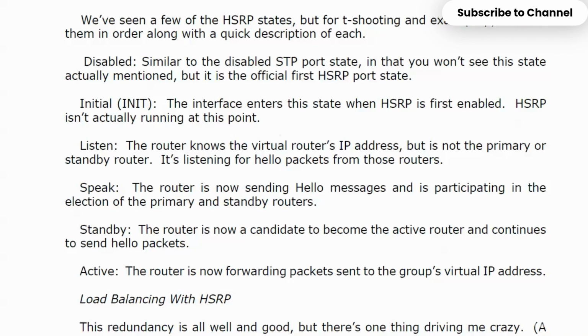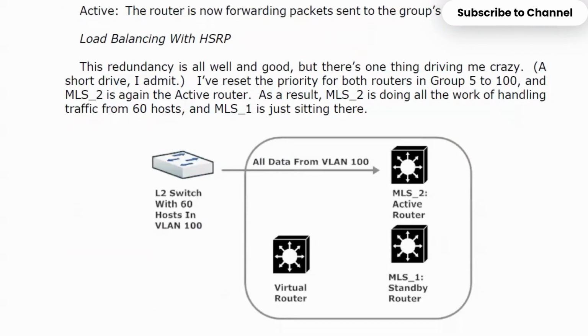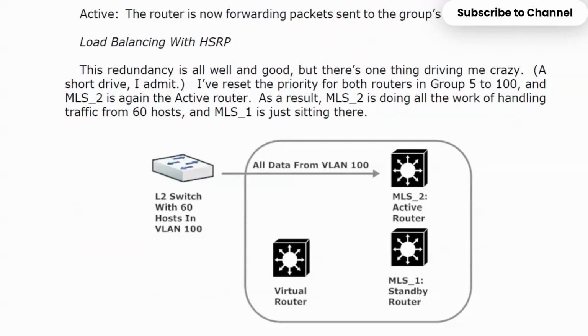virtual IP address. Speaking of forwarding packets sent to the group's virtual IP address, let's talk about load balancing here for a bit and see it in action as well. Now, I have reset things from the previous lab as far as the priorities go, so right now everything is back at the default, and switch 2 is the active router for our group. Switch 1, of course, is just standing there, standing by, and watching MLS2 do all the work. Now, assuming that we had 60 hosts in VLAN 100, that means that right now, switch 2 is handling the traffic for 60 hosts, and our other multi-layer switch, switch 1 is just standing by, watching.